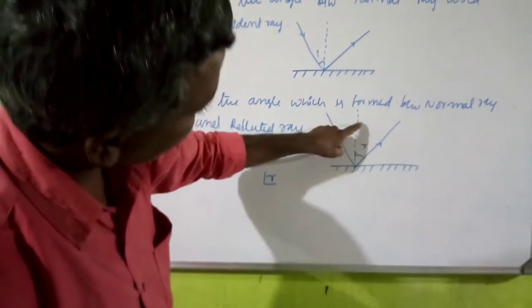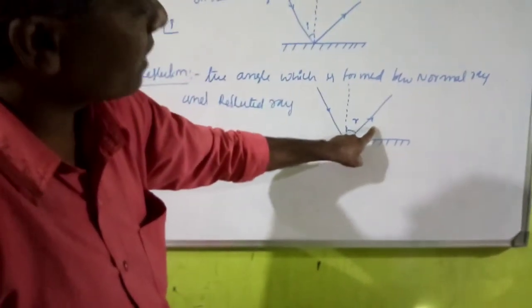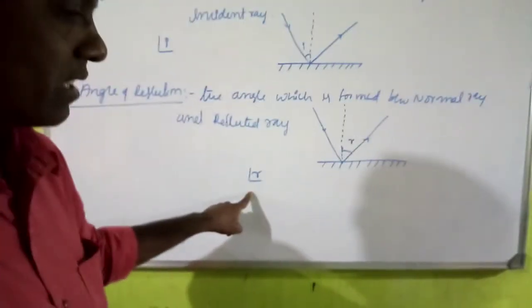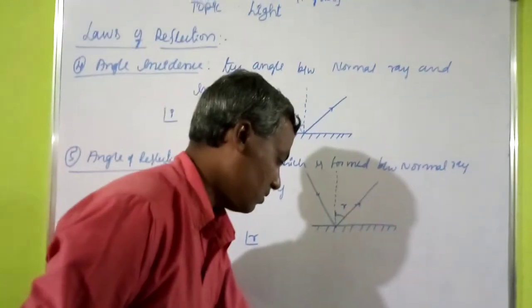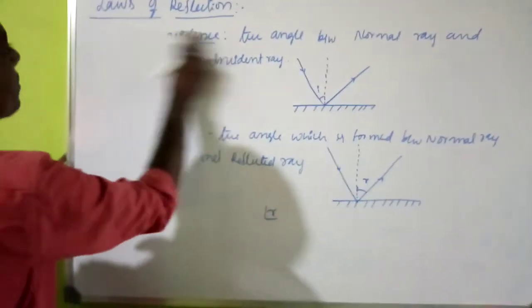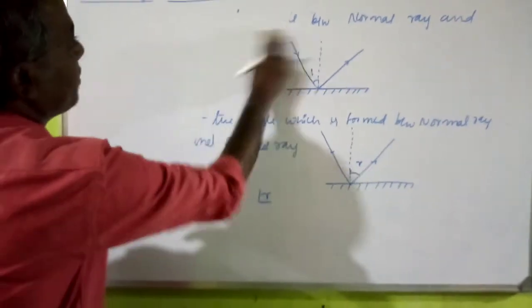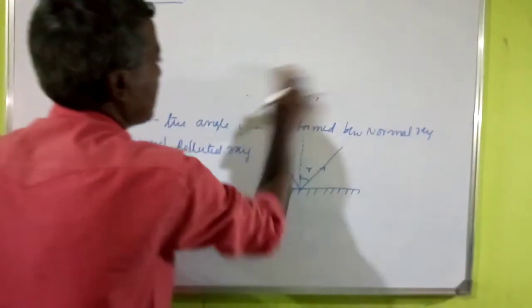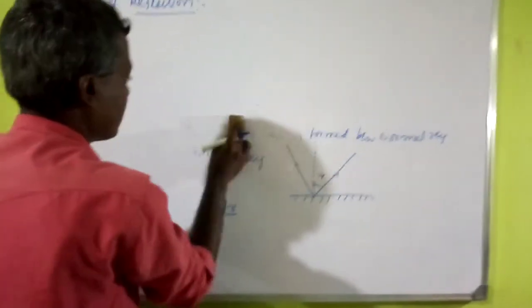So the angle between the normal ray and the reflected ray is called the angle of reflection, and it is denoted by small r. Okay students, by using these five concepts, let us make two important laws of reflection. That you should study. Before we write the statements, let us do some experiment for this.